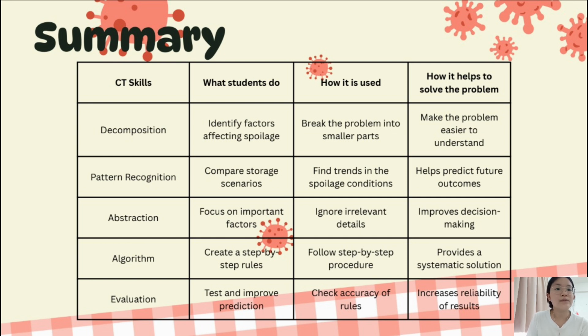We first read the food storage problem via decomposition, then find storage trends with pattern recognition, filter unnecessary detail using abstraction, design operations, that is an algorithm, and finally verify our prediction through evaluation. These 5 skills work together, letting us analyze food storage systematically and get reliable prediction results.